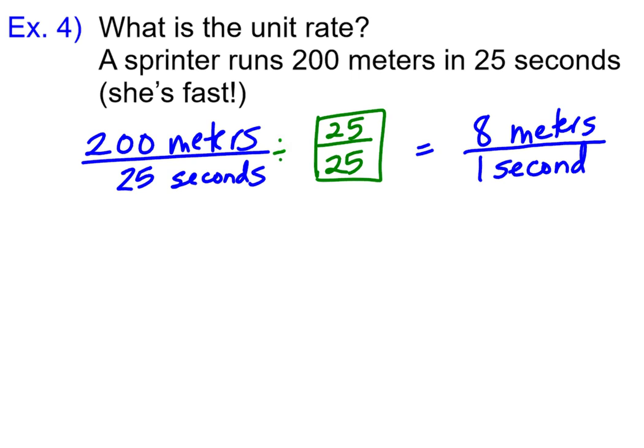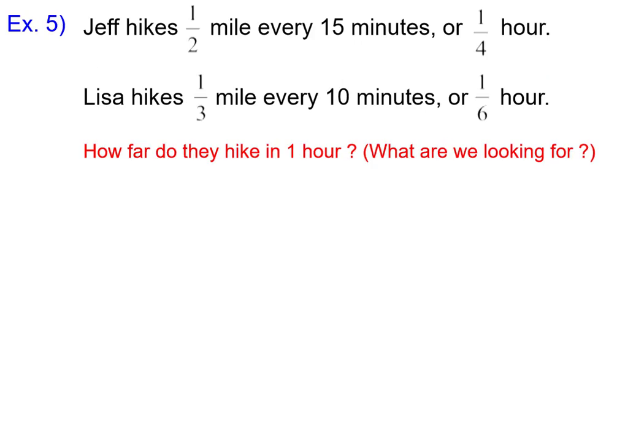All right, so we looked at how to write ratios. We looked at unit rates. Now we're going to use unit rates to help us with comparisons. So we're going to look here at this problem where Jeff hikes a half a mile every 15 minutes, or 1/4 of an hour. Lisa hikes 1/3 of a mile every 10 minutes, or 1/6 of an hour. So I want to know, how far do they hike in 1 hour? Remember, that's what we're looking for. How far are they going to go? So we're going to separate our sides here, and first talk over here on the left about Jeff.